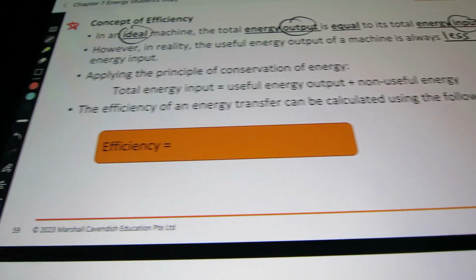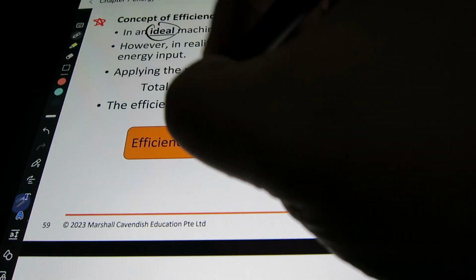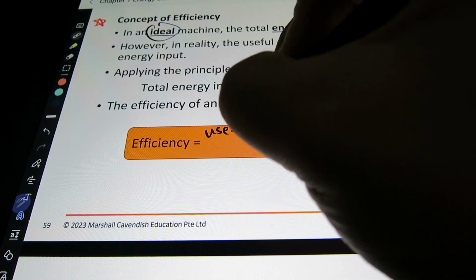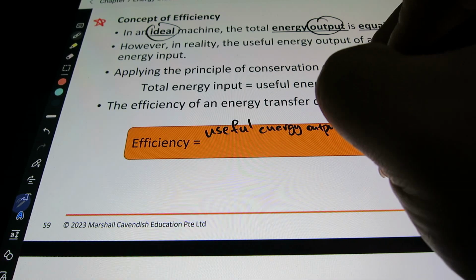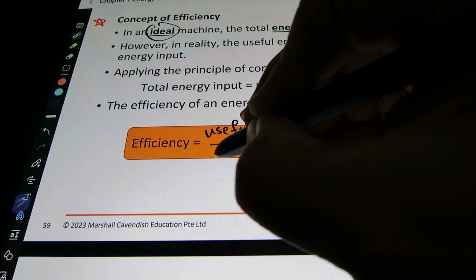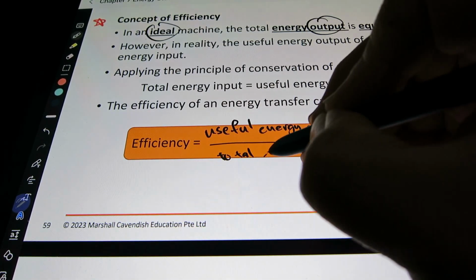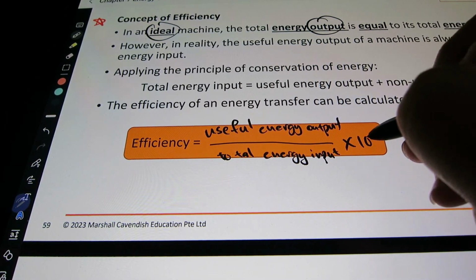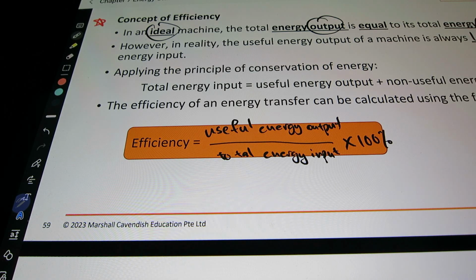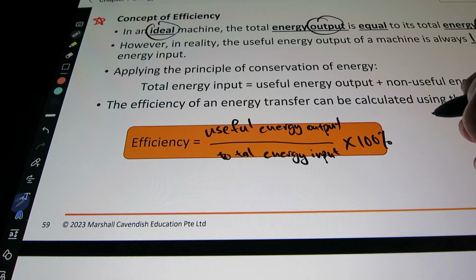So the efficiency formula is given as such. It's the useful energy output over total energy input multiplied by 100%. So let me give you an example. So I have a machine, let's say a car. I put in fuel. The fuel energy is the amount of energy that the fuel can actually give is, let's say, 200 joules.